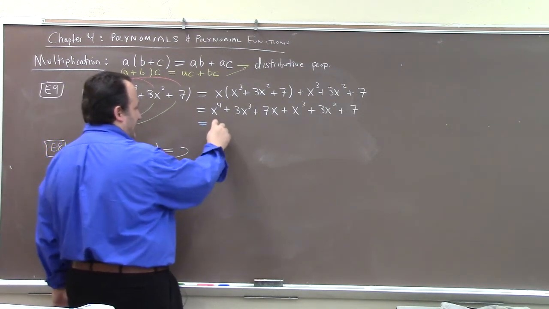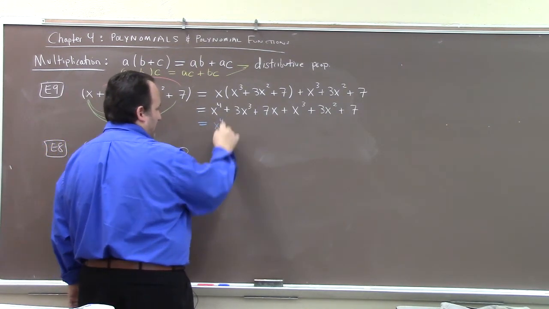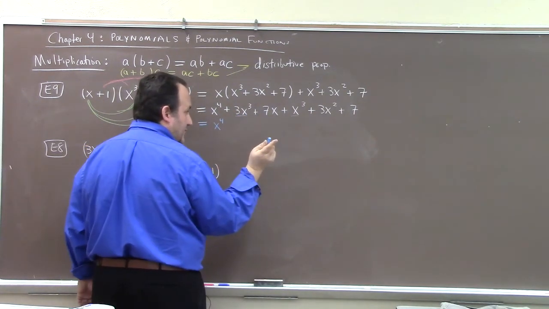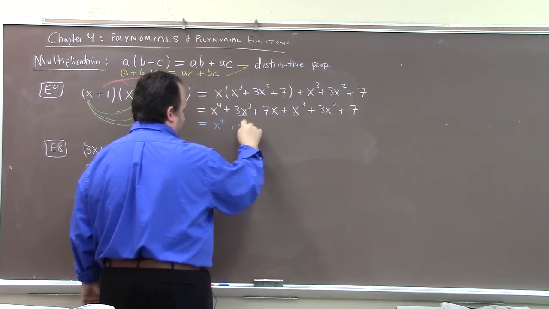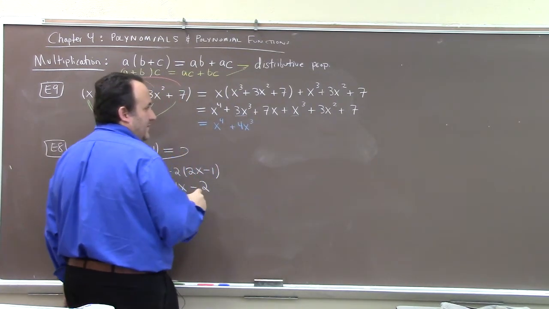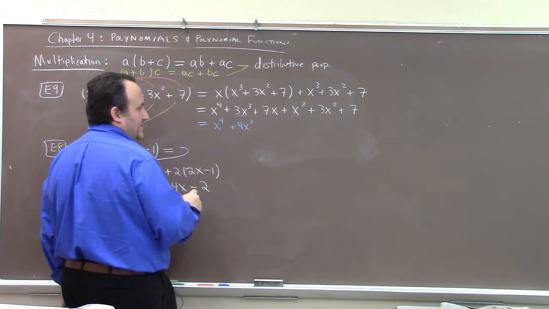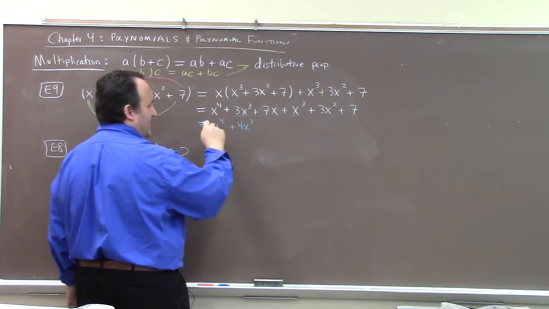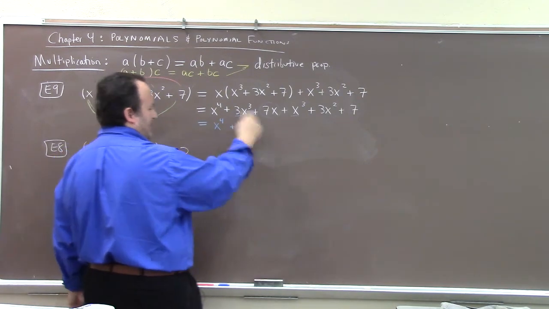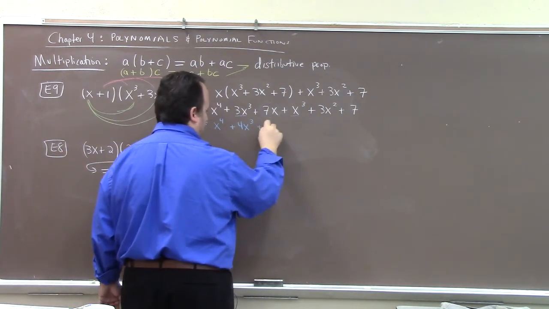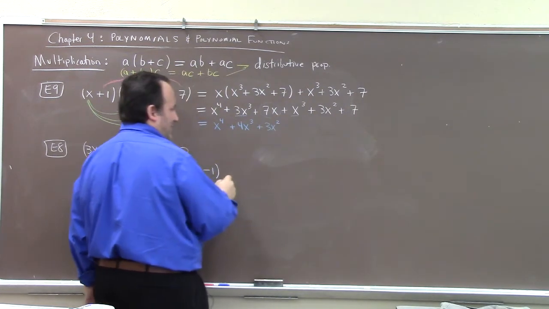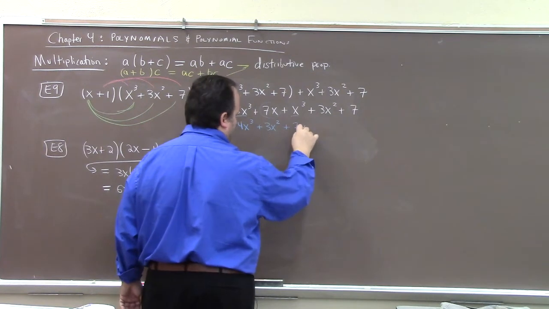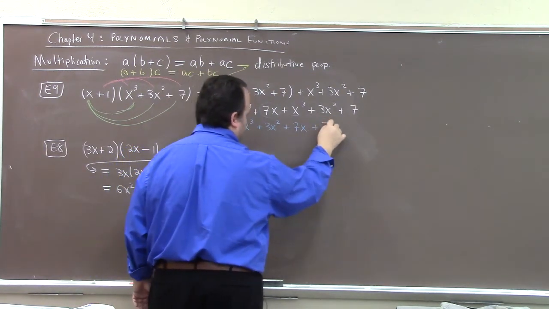X to the 4th is the highest. X cubed, I got this guy. Plus 4x cubed. How many x's do I got? Just this one, right? I'm sorry, I've lost my squared. This is x squared, right? Plus 3x squared. Sorry, I was jumping ahead. And then plus 7x plus 7. And there you have it.